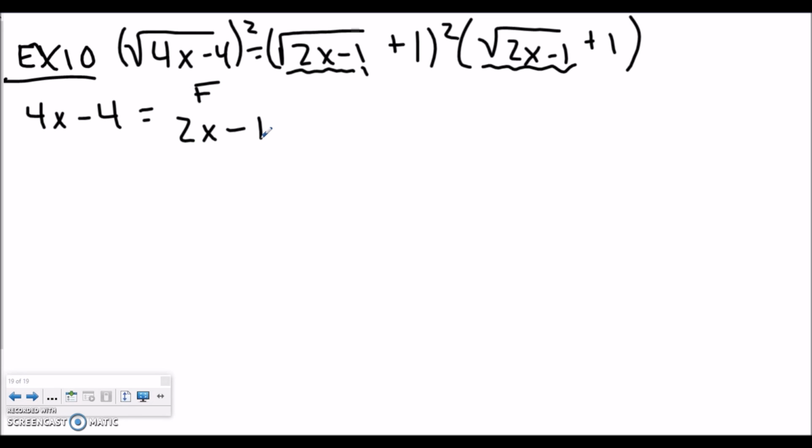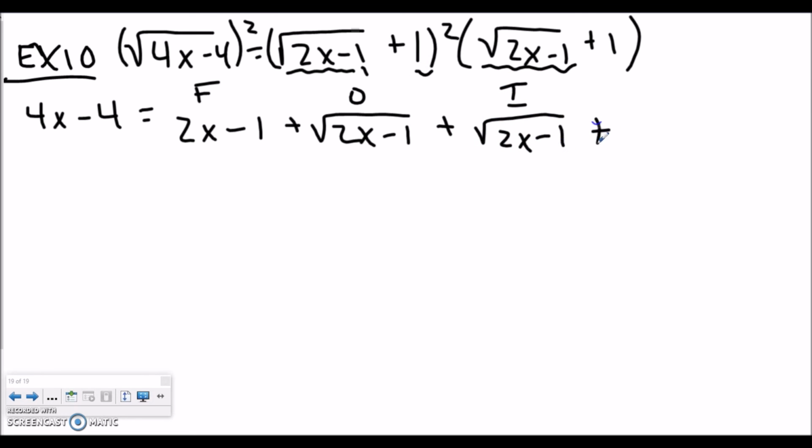When I take the square root of 2x minus 1 times the 1 for my outer terms, I just get the square root of 2x minus 1. Same thing for my inner terms, and by now you should be noticing that your outer and inner terms are always the same. And my last term for FOIL, 1 times 1, is just 1.